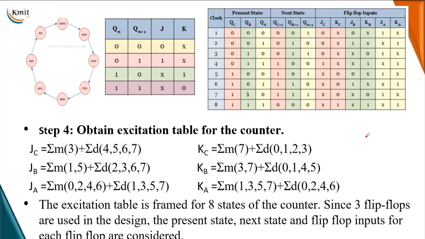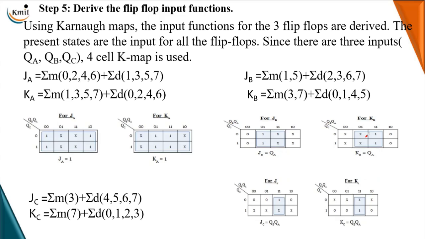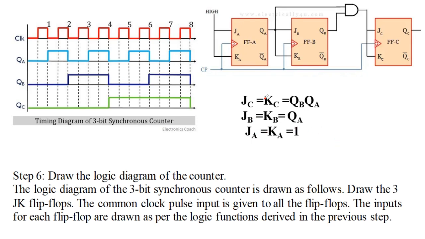Now using these Boolean expressions of standard SOP, let me minimize each function. Upon minimizing, JA, KA equal to logic 1, JB, KB equal to QA, JC, KC equal to QB and QA. Including the don't cares as minterms, we can have logical one. So JA, KA equal to 1, JB, KB equal to QA, JC equal to QB into QA, KC equal to QB into QA.